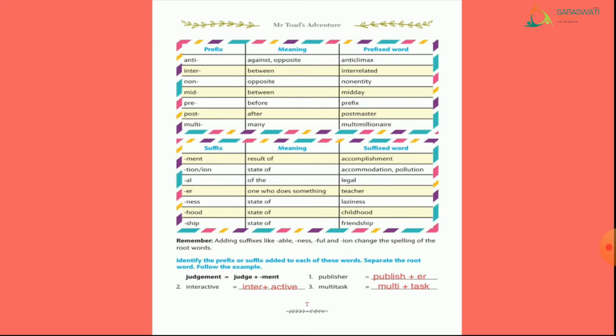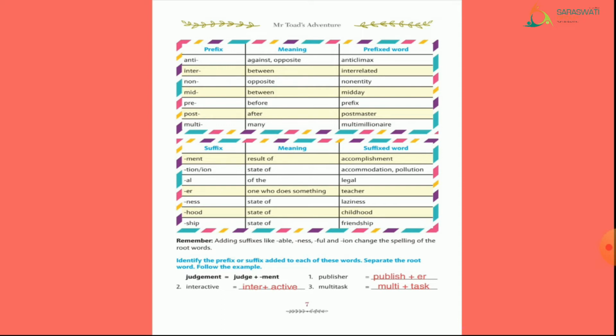Okay. Now the next exercise which is given down here is based upon prefix and suffix. Some words are given to us and we have to identify the prefix or suffix added to each of these words, and we will have to separate the root word. Let us follow the example. See, the example is judgment. Now judgment is made up of two words, that is judge plus ment.